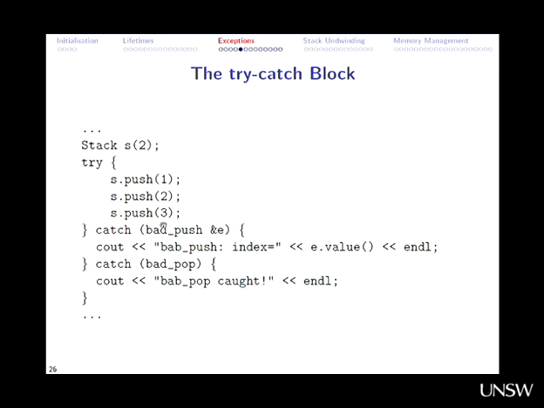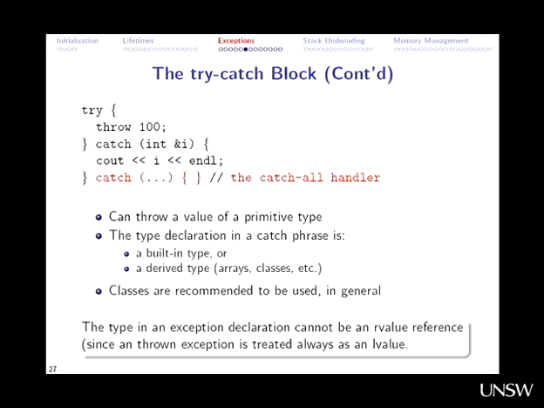And so we can catch this, bad push. And we're catching this in my reference. Okay? And we can say we've caught for bad push, here's the index that we were going into. If we have catch ... it means catch everything. Okay, it's catch all. We can also catch built-in types, derived types, etc. And general classes are recommended.